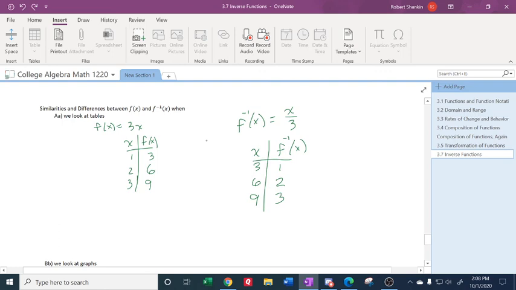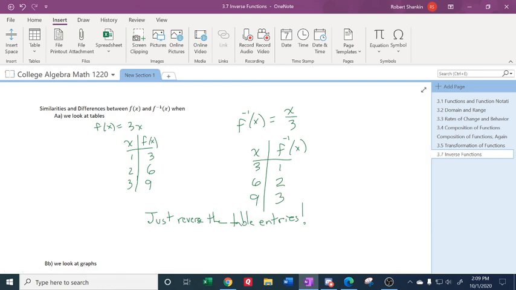It's all you do. Even if it's a really, really complicated function, it'll always have this property that you just flip every input-output pair, and that's your inverse function. So it's really, really simple. Just reverse the table entries. And that's always the relationship between f and f inverse. Now, if that's the case, when you take an inverse function, all you're doing is swapping the x and the y coordinates.